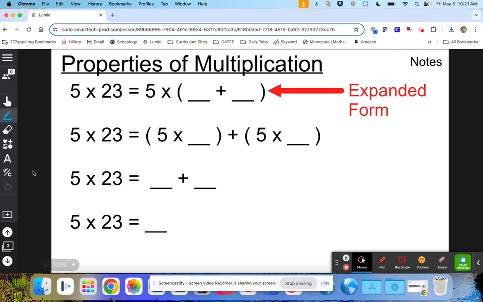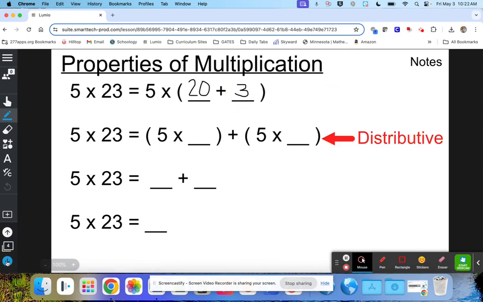Our very first step is to keep the 5 by itself because it's already a singular number. But 23 can be challenging. So we're going to break that apart by writing in 20 plus 3. So we're going to use that expanded form. Now we're going to move down to the next step. We still have 5 times 23, but now we're going to use the distributive property.